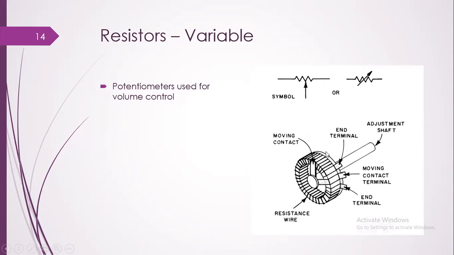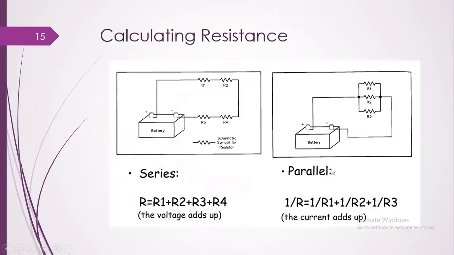In the internal structure of the variable resistor or potentiometer, you can see one end terminal, this one, and another end terminal. The moving contact terminal, which we call the wiper, is the middle one. We can adjust the shaft, the middle rod, to vary the value of the resistance. This is the moving contact, and this one is the coil of resistance wire from which it is made.